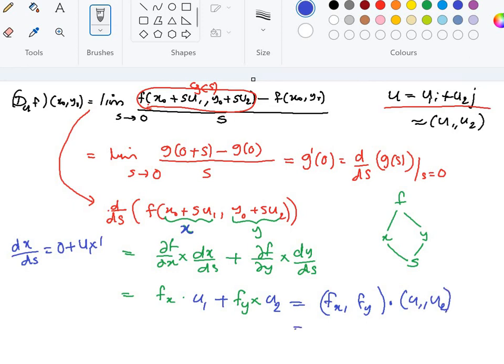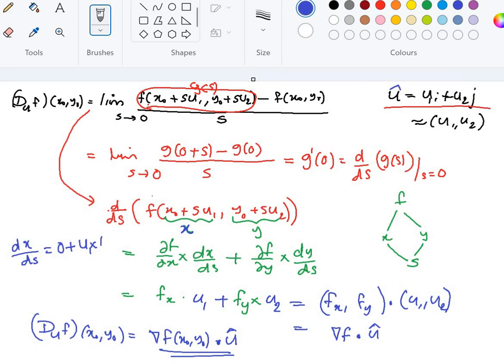vector dot product with u1 comma u2. Okay, now what is this? This is the partial derivative of f with respect to x and y taken as a vector. That is our gradient function, right? So it is del f dot, what is u1 u2? u1 u2 is the unit vector u. So del f dot u cap. So you can say that the directional derivative D_u f at x naught comma y naught is nothing but the gradient evaluated at x naught comma y naught dot product with the unit vector u cap. So this is an easy formula for finding the directional derivative.